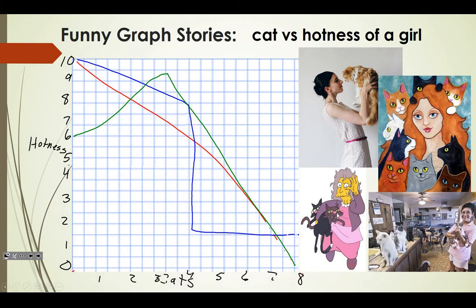So looking at what we graphed, what would you name this graph if you had to give it a title? Cats and beauty. Oh, cats and beauty. Okay, there's one. Okay, anybody have another one that might work there? Beauty and the Beast. I love it. Okay.